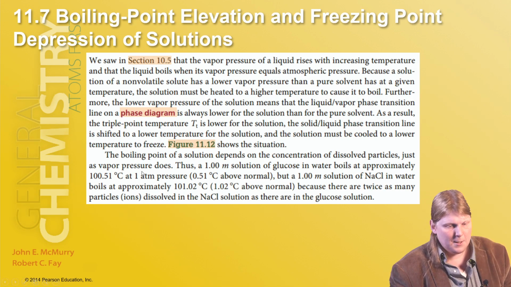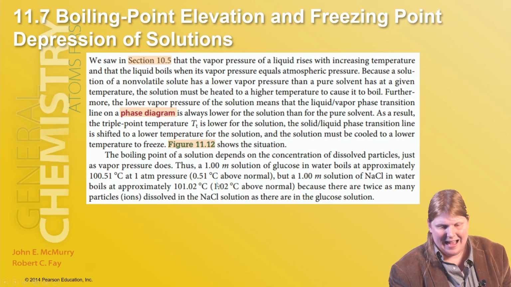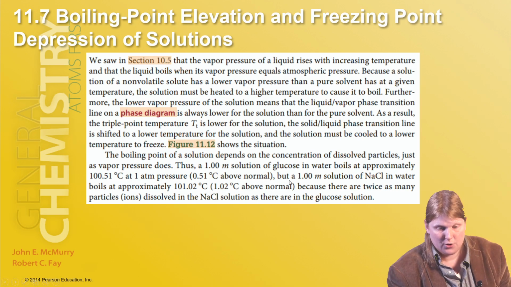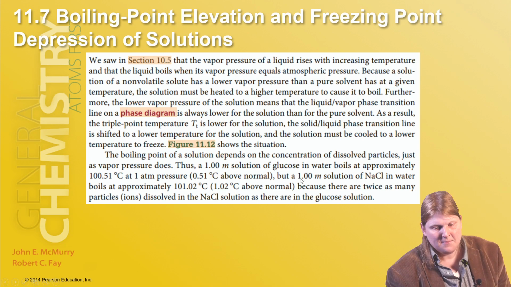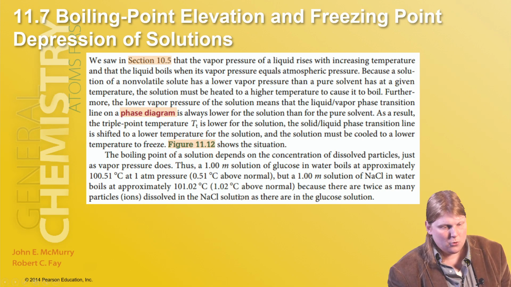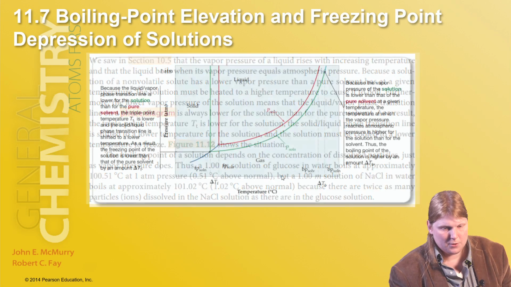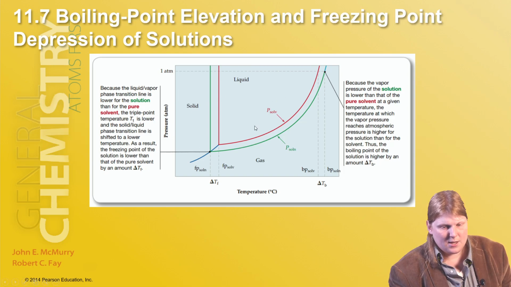But keep in mind that as this boils and the water leaves, this concentration changes, and that can cause this deviation to also change. It's an instantaneous kind of measurement, right? And a 1 mol solution of sodium chloride in water boils at 101.02 because there are twice as many particles dissolved in this solution as there are in a glucose solution. So you can see here the deviation that's happening when you do this. And essentially what this does is extend our liquid range, right? We can be a liquid down lower and also a liquid up higher as well. So keep that point in mind.